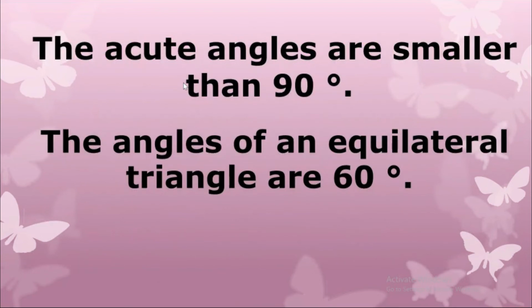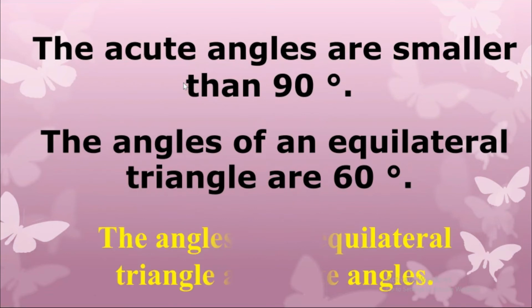The acute angles are smaller than 90 degrees. The angles of an equilateral triangle are 60 degrees. Now what can you conclude? Again, I'll give you 10 seconds. Now what's the correct answer? It's the angles of an equilateral triangle are acute angles.